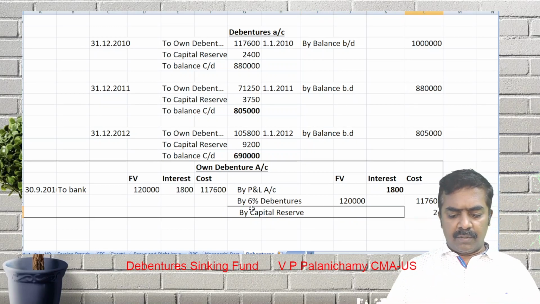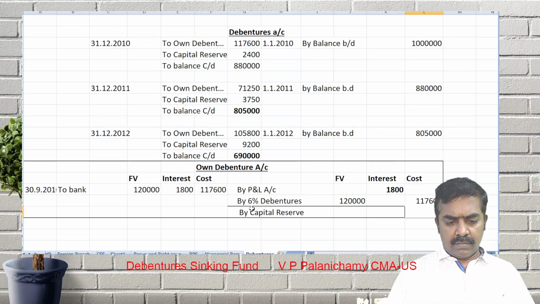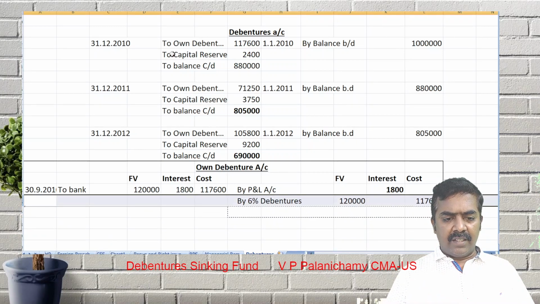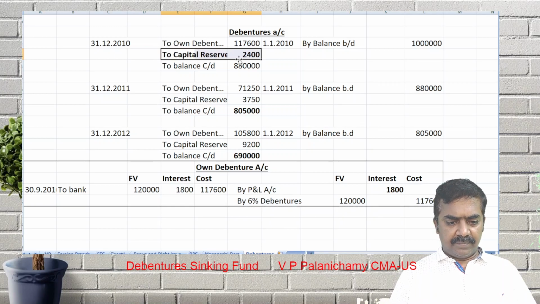How much profit on cancellation comes? That is capital, so a separate entry. Debentures that is not from own debentures. That is from which account? Debentures account. Debentures to capital, so already recorded.